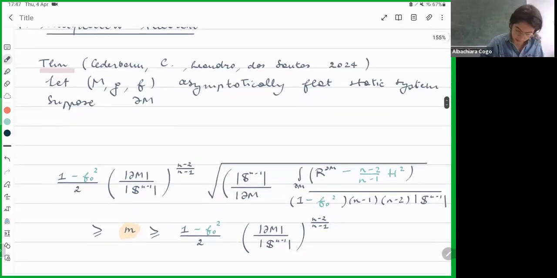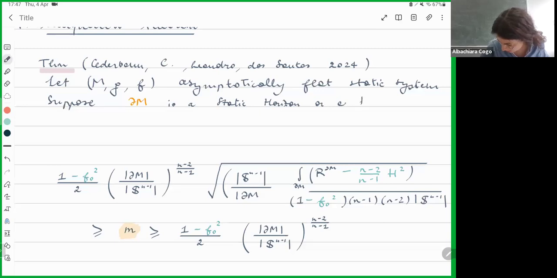So suppose that the boundary, I keep the color, is a black hole or a static horizon, or a time slice of an equipotential photon surface.